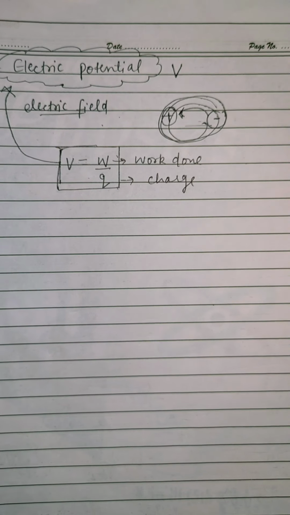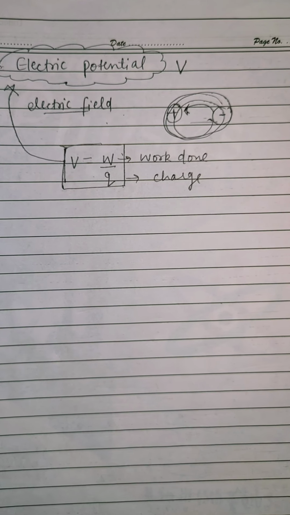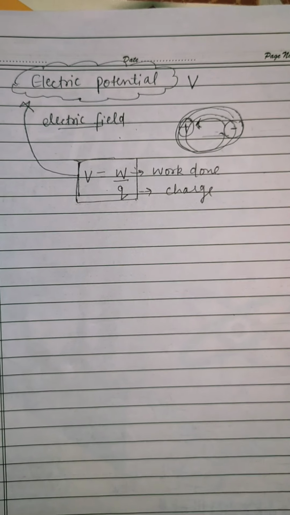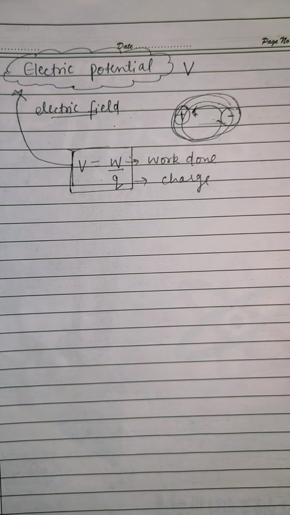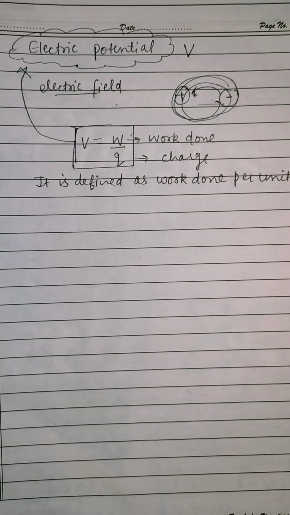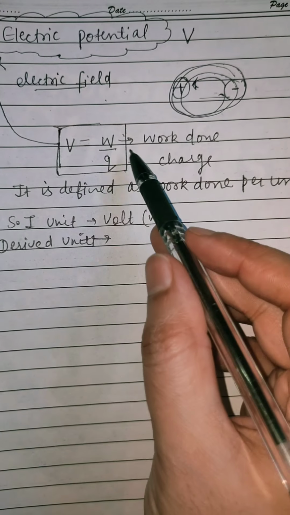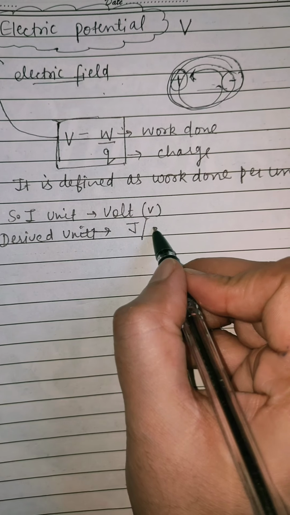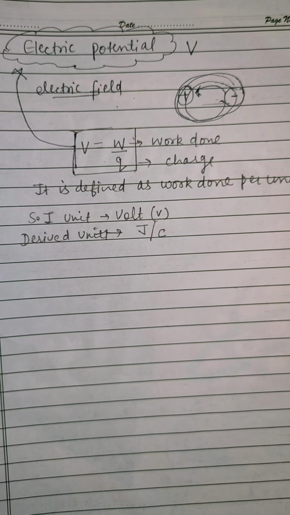Or another definition: work done in moving a unit positive charge from infinity to that point in the electric field, that is electric potential. The unit of potential is volt, which is denoted by V, and the derived unit is: for work we use joule and for charge we use coulomb. Joule per coulomb is the derived unit for electric potential.